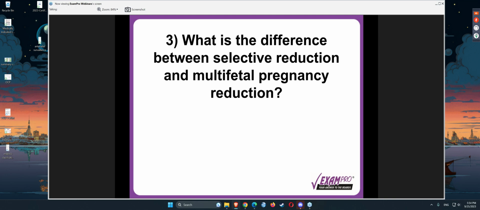So my understanding of selective reduction includes where, in a multifetal gestation, they would terminate one fetus, typically based on the safety profile of being able to do that, like the fetus is closer to the abdominal wall. Whereas with multifetal pregnancy reduction, they would be selecting for multiple fetuses to be reduced.